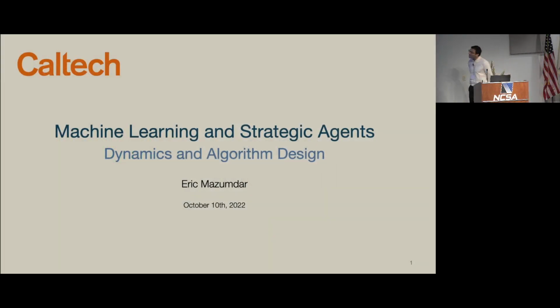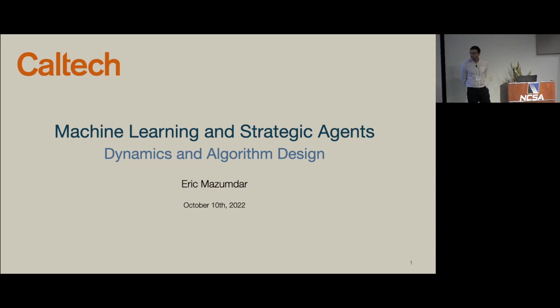So today I'm going to talk about machine learning in the presence of strategic agents. I'm going to focus on a dynamic view of the problem and try to point out some insights for algorithm design in these more complex scenarios. If you have any questions, feel free to jump in. I'm happy to make this more of a discussion.